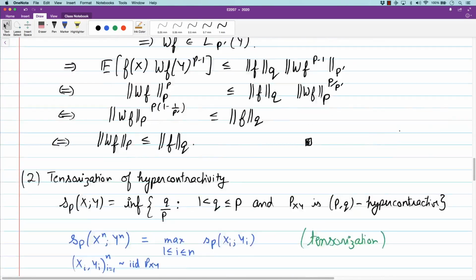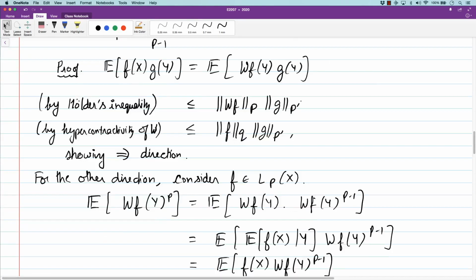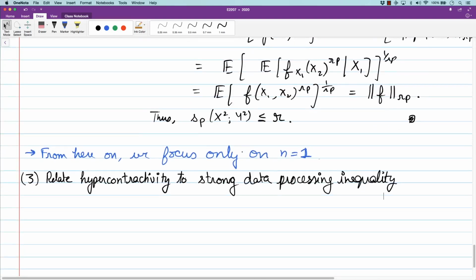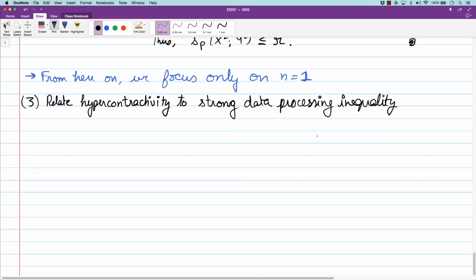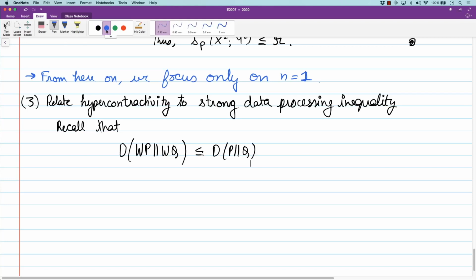So we have seen tensorization, we have seen this alternative form, and now we are seeing that in fact you can relate hypercontractivity to strong data processing inequality. So recall the data processing inequality. If you look at the divergence between WP and WQ, these are the output distributions when the input distributions are P and Q passed to the same channel, this must be less than or equal to D(P||Q). This is the Kullback-Leibler divergence. This inequality is called the data processing inequality.